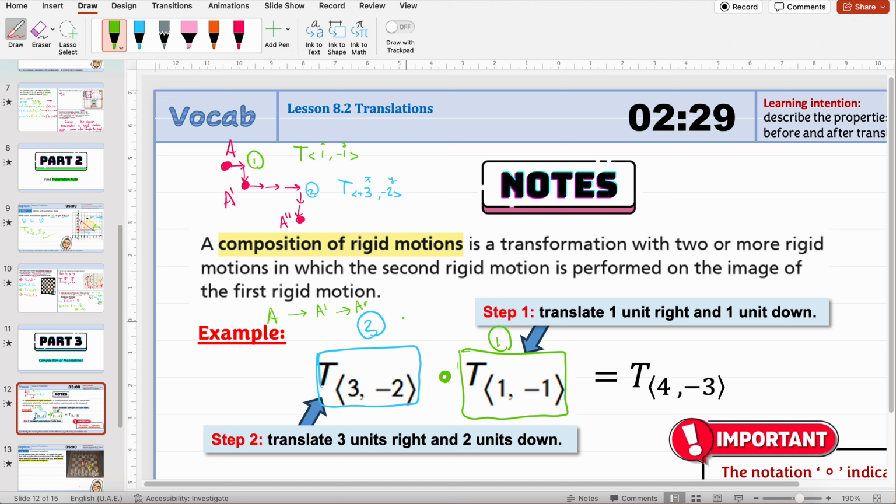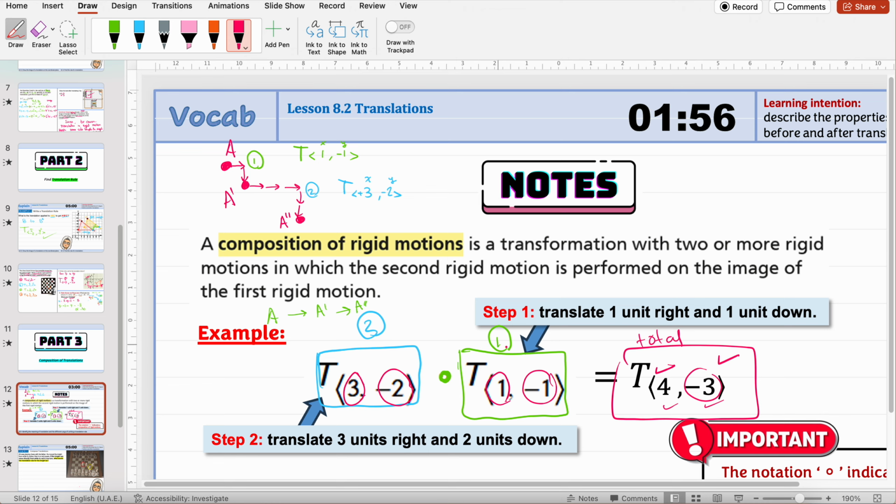Okay, miss, if I want to move from A to A double prime, what should I do? I should just move 1, 2, 3, 4 to the right and 3 down, right? That's it. How can I find it? Just combine the X together. 3 plus 1 is 4. The Y together. Negative 2, negative 1 is negative 3. That's it. You only need to know that you can combine the X's together, the Y's together to find the total translation.